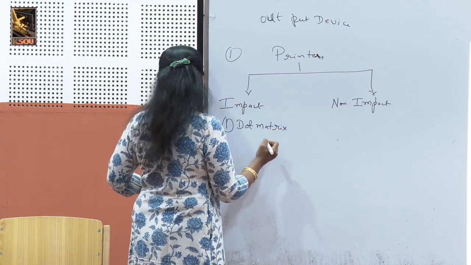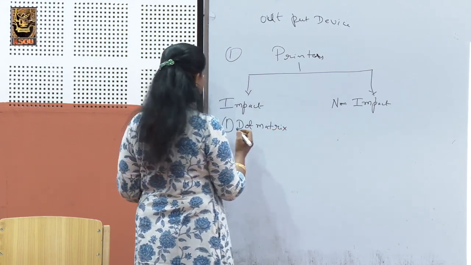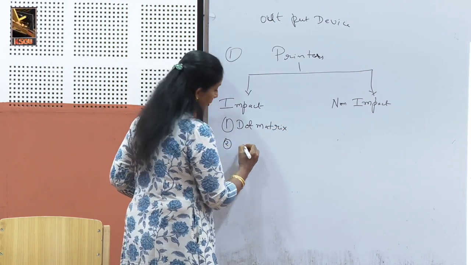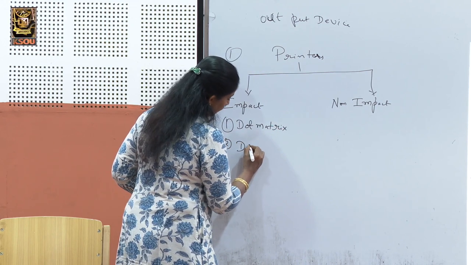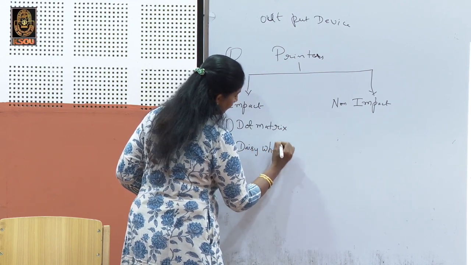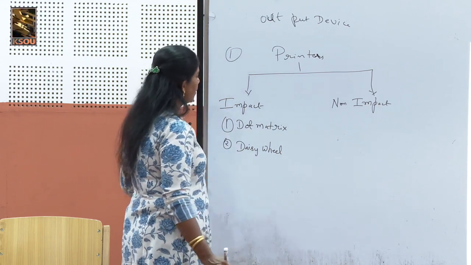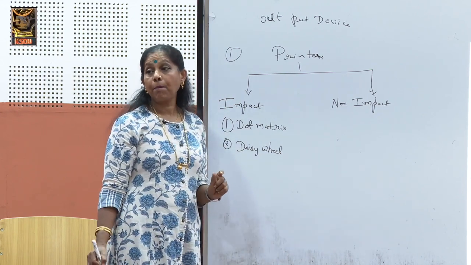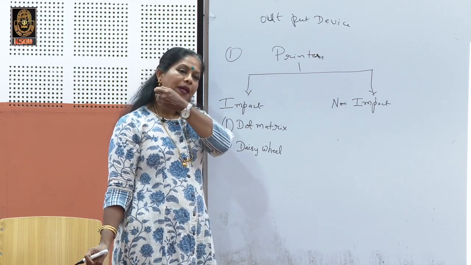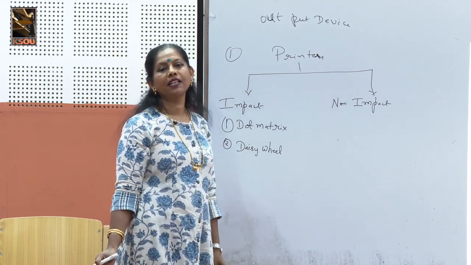Dot matrix printers. Second one, Daisy wheel printers. Okay. So these two are the impact printers. What about non-impact printers? Can anybody give me an example?